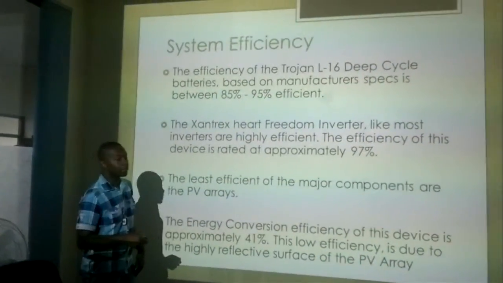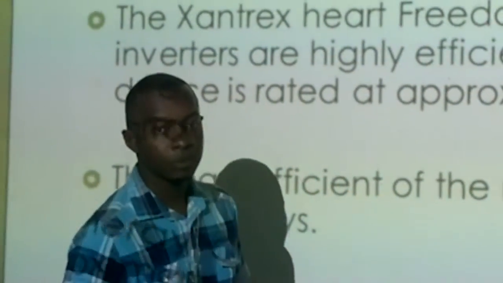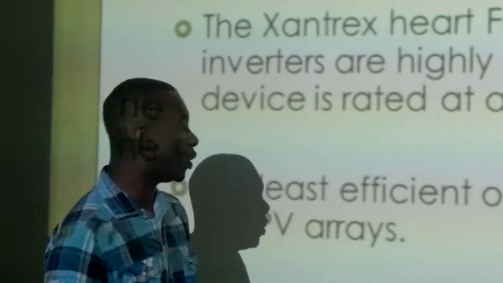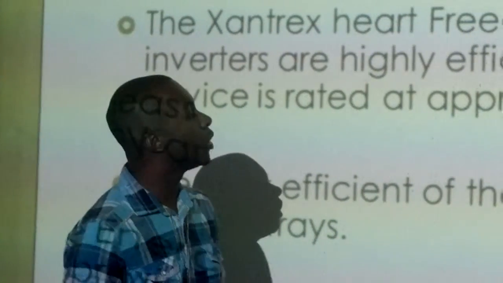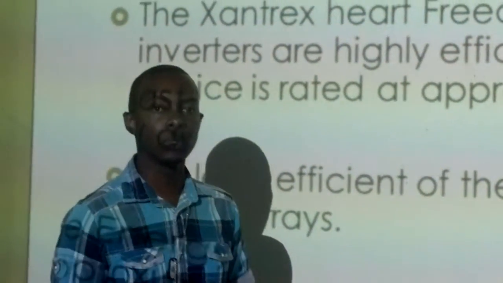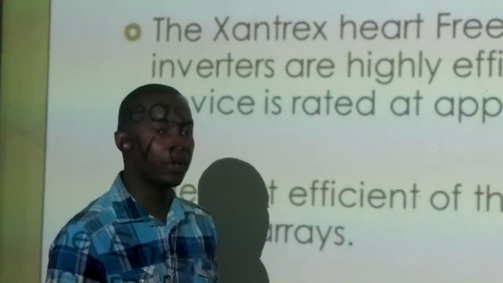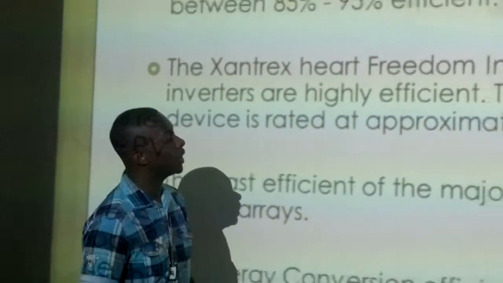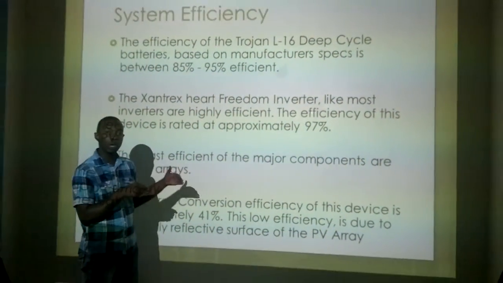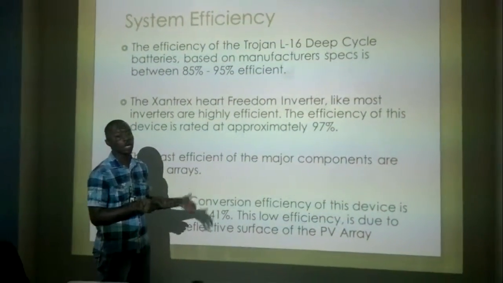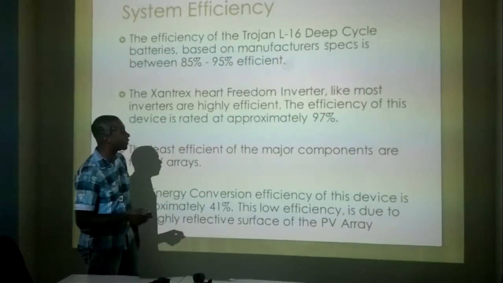Now, the least efficient of the major components is the PV array. This PV array has a low efficiency, mainly because most of the sunlight which goes onto the surface of the panels is reflected away instead of being converted to electrical energy. It also has a thermodynamic efficiency, in which most of the heat absorbed into the photovoltaic cells is not converted to electricity. That efficiency is about 85%.